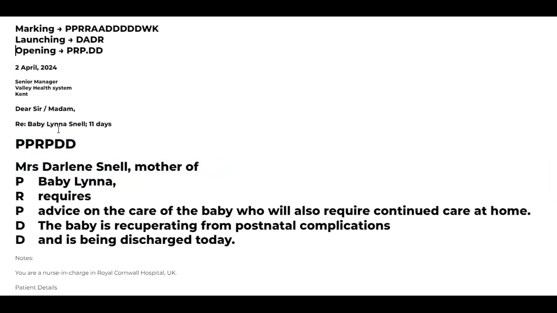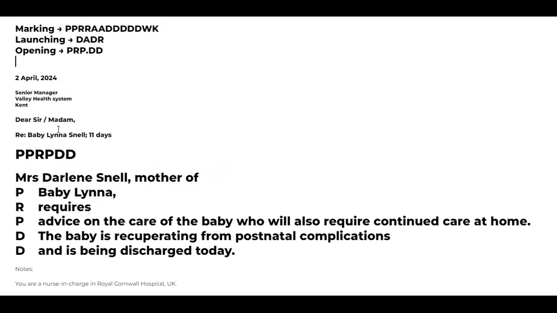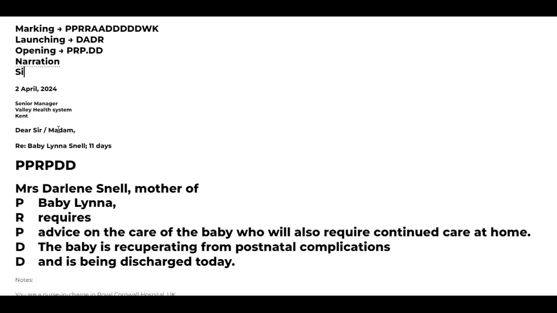Okay, that is what I want you to understand. So three parts are done. Marking is done, launching is done, and opening is done. The next is known as narration. And after narration, we have signing of the letter. And everybody knows how to write the signing. We use the S or F method. What is that? Yours sincerely or yours faithfully, right? Since we started this letter with Sir or Madam, without a name, definitely we have to write yours faithfully at the end. Anyway, that is the last thing.